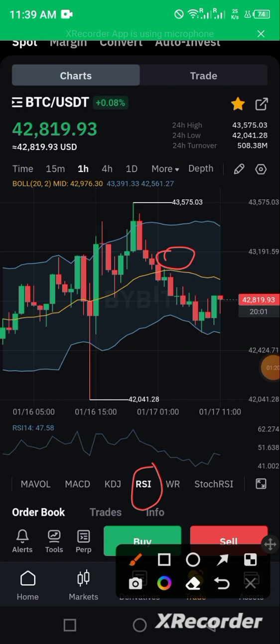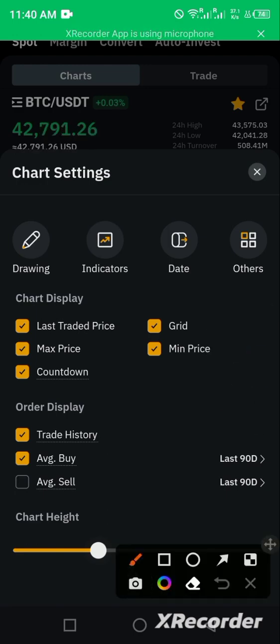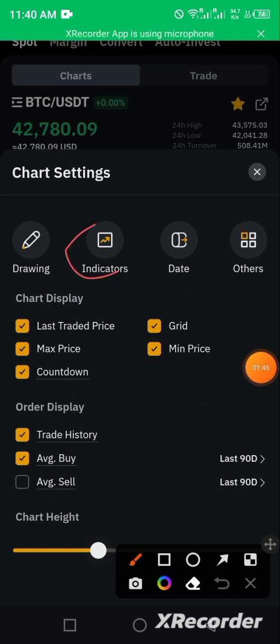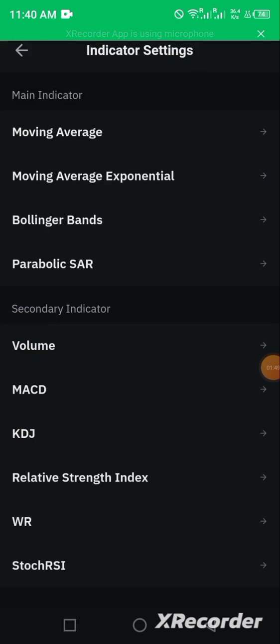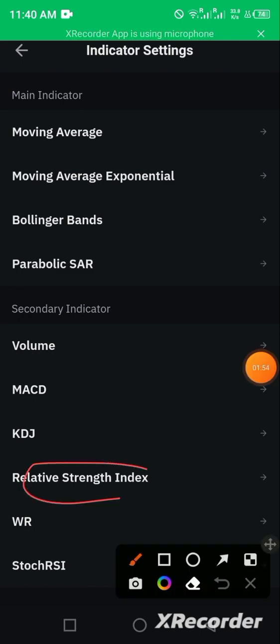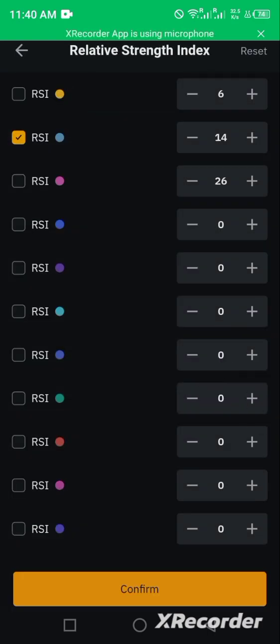So right now, we'll proceed on how to set our RSI. My RSI is already set, but I'll show you how to set it to 14. All you need to do is click on this settings icon over here. We click on it, it opens, then you click on your indicator. Once we click on our indicator, it opens up. Then you click on relative strength index, which is RSI. It's opening. So here are the different indicators.